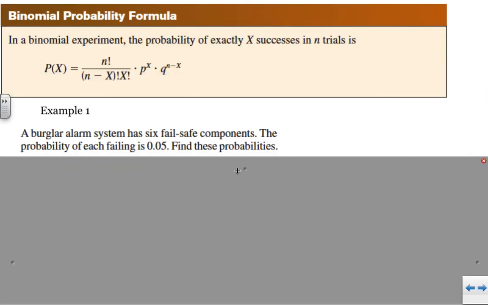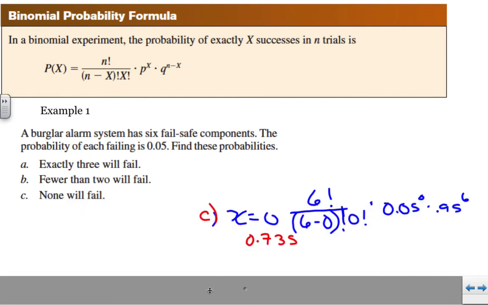All right. Oops, I put that page in there twice.